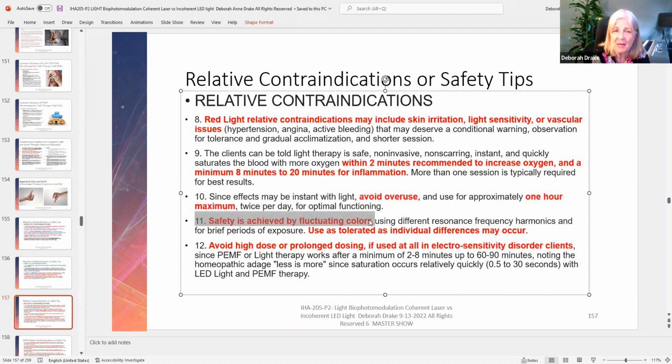And you can use safety by fluctuating the colors every 2 to 8 minutes or up to 20 minutes each color. You can change the colors as you're sequencing it, and that allows better tolerance to occur over time.